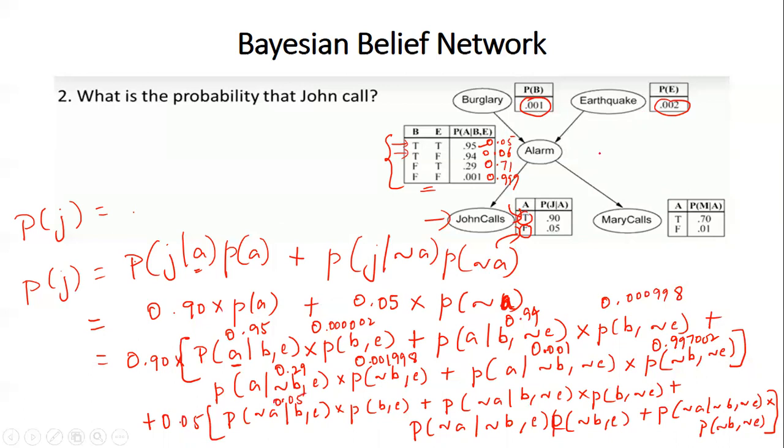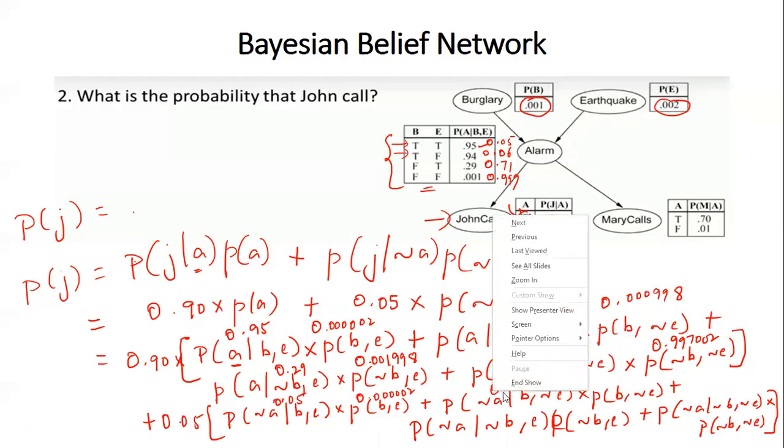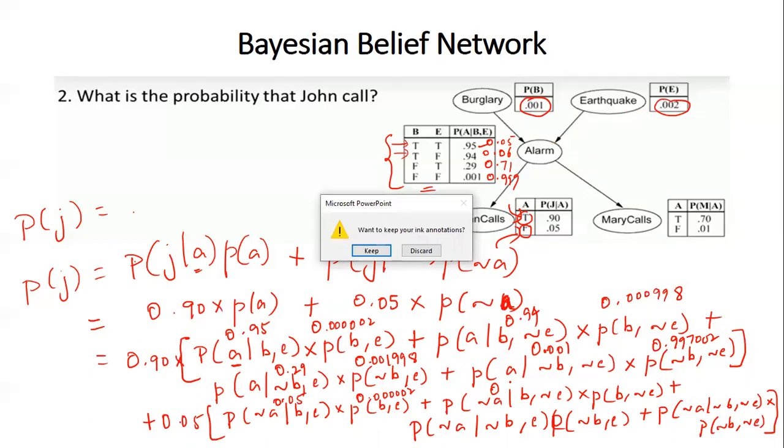The probability of having burglary and earthquake, this we have already calculated. This is 0.001 times 0.002, which is nothing but 0.000002. Then what's the probability of not having an alarm but there is burglary and no earthquake? This is 0.06.